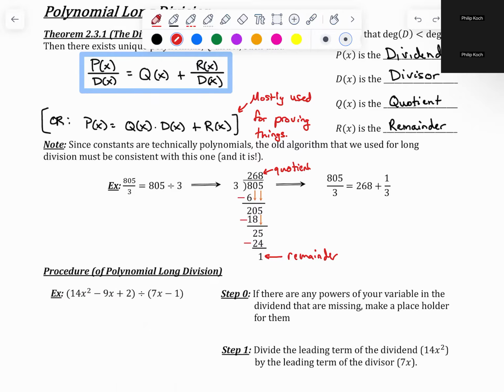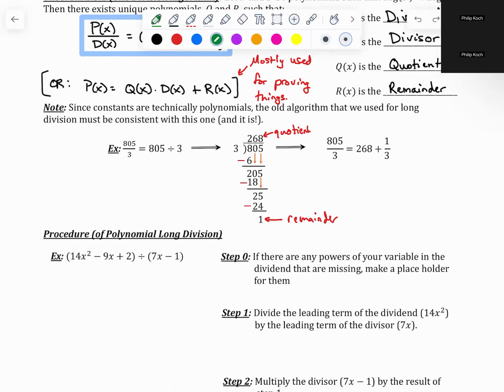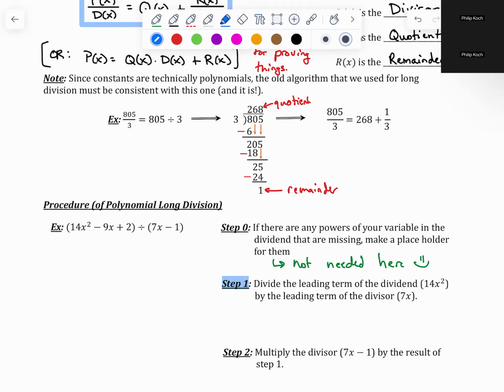And I'll explain why once we see it in action. So step 0 is not needed here. Smiley face. So I'm going to color code these things. Step 1, I'm going to do in blue. So let's set up the long division. So 7x minus 1 is our divisor. That goes on the outside. And then we divide it into 14x squared minus 9x plus 2.